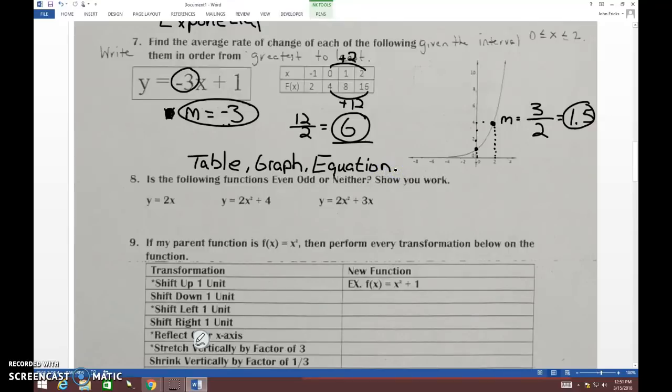All right, number 8, it says, are the following functions even, odd, or neither? So remember, we got to pay attention to the exponents here. So in this one, we've got 1x. So we've only got 1x. So we know that 1x is going to be odd. So therefore, that equation's odd.